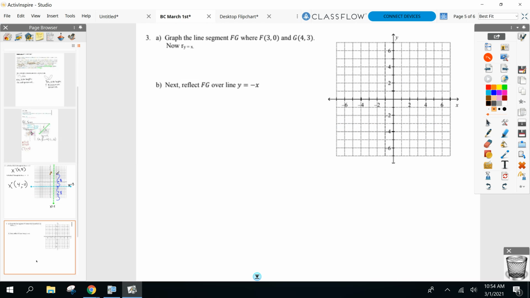All right, let's go back to those diagonal lines now, reflecting over the diagonal lines. This time I want you guys to reflect a segment. 3, 0, and 4, 3.